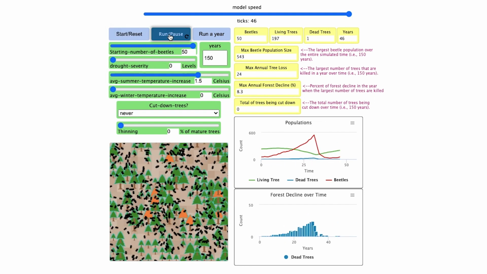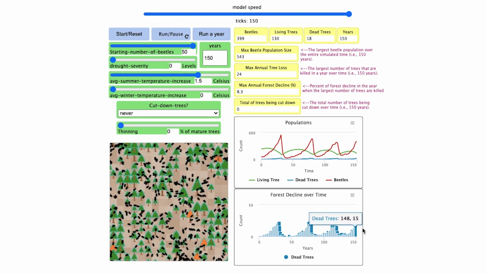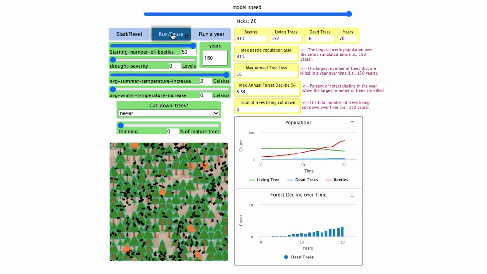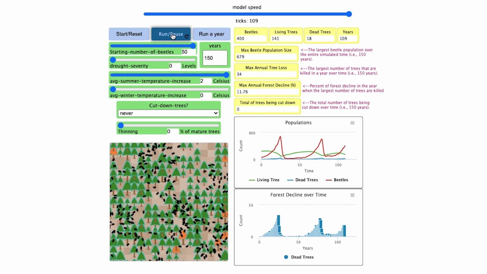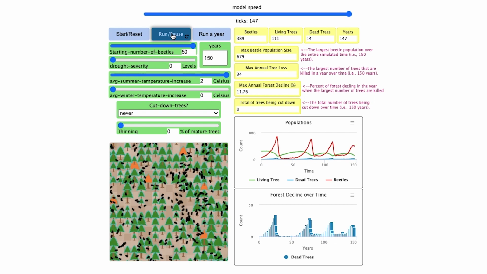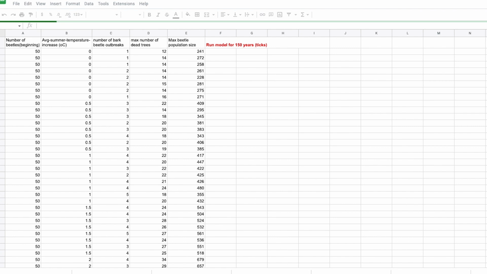1.5 degrees Celsius increase in summer now. We have more severe outbreaks indicated by the larger beetle populations and even more dead trees. 2 degrees Celsius increase. Now you can see there are definitely more and more beetles and fewer living trees. I will talk about the relevant data analysis in the next part of the video.